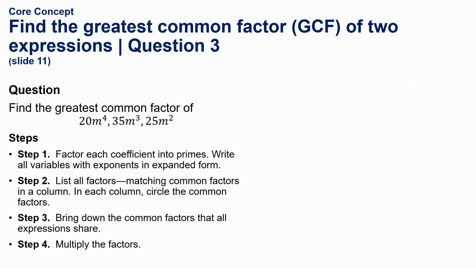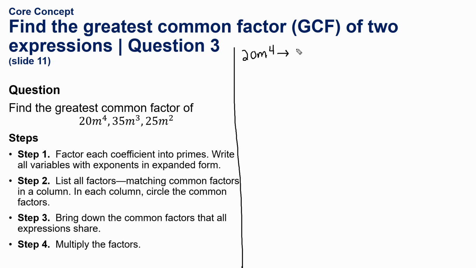Question 3 then has 3 separate terms here. So that's interesting. We have 20m to the fourth power, 35m to the third power, and 25m to the second power. Step 1 is to factor each coefficient into primes, and then write all variables with exponents in expanded form. So let's start with the first one here. Let me go ahead and draw this out too. So we have 20m to the fourth power.